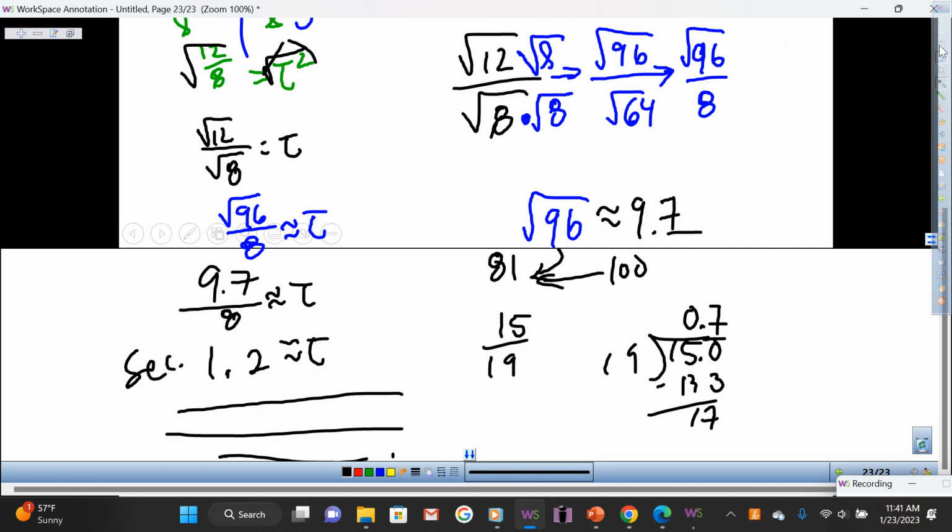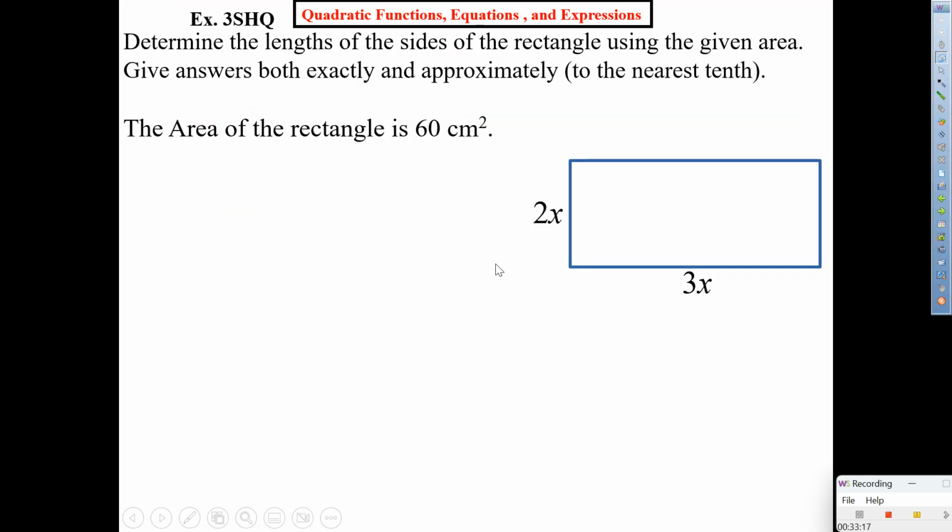All right, your homework is going to also have these. Copy this rectangle, please. Example 3. The rectangle has a height of 2x and a base of 3x, and they give us this information: the area of the rectangle is 60 centimeters squared.